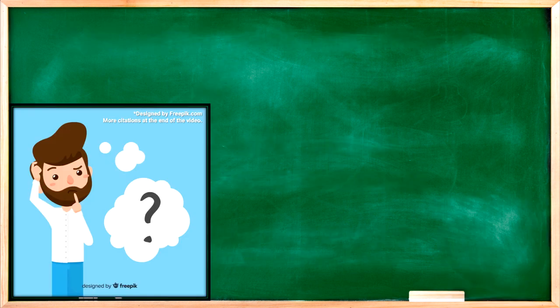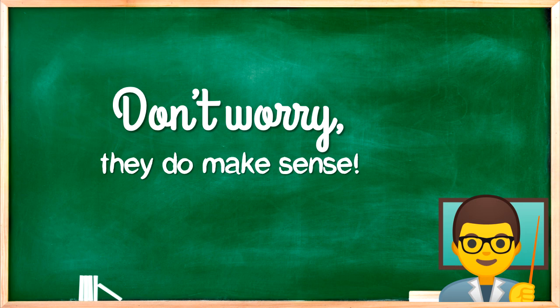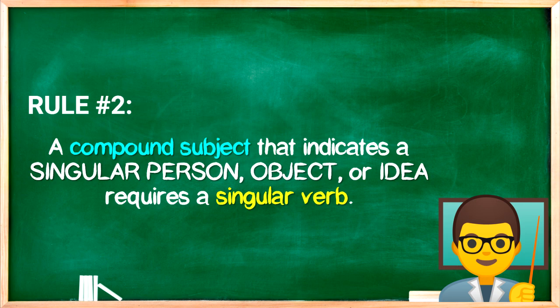Well, you might be thinking to yourself, wait a second, why do the compound subjects in these sentences take singular verbs? The things that comprise the compound subject are different things, right? That doesn't make sense. Oh, don't worry, they do. Under rule number 2, that is. A compound subject that indicates a singular person, object, or idea requires a singular verb.